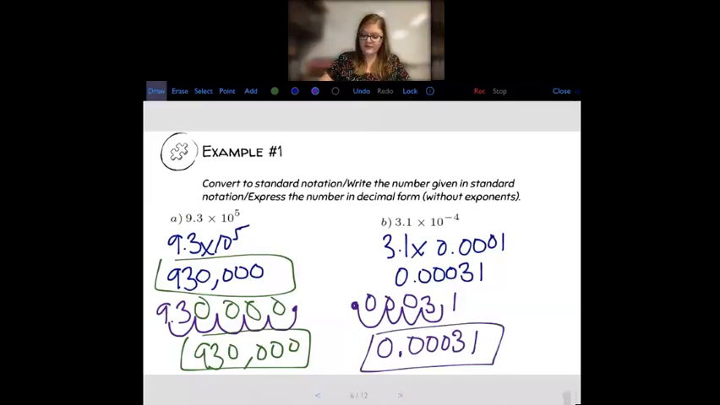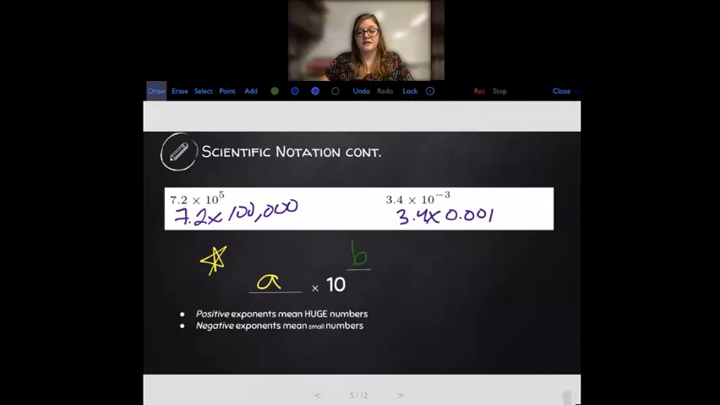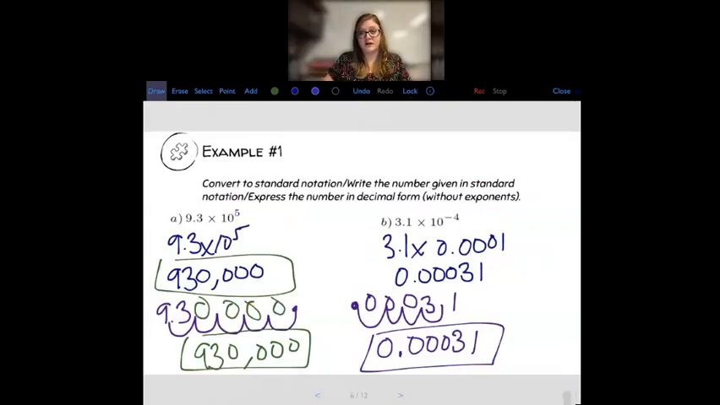The one thing I forgot to mention on the last slide is positive exponents mean really big numbers and negative exponents mean really small numbers. So before you start converting numbers, you can think about whether the number is going to be getting bigger or smaller. Part A, since the exponent is positive, it's going to be a bigger number. Part B, since the exponent is negative, it's going to be a small number.